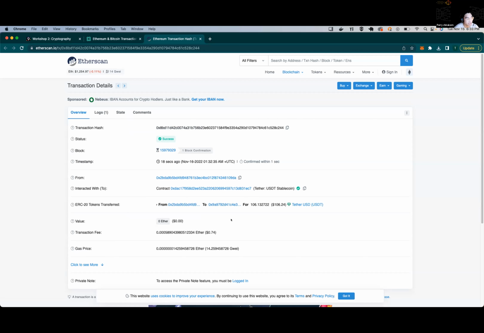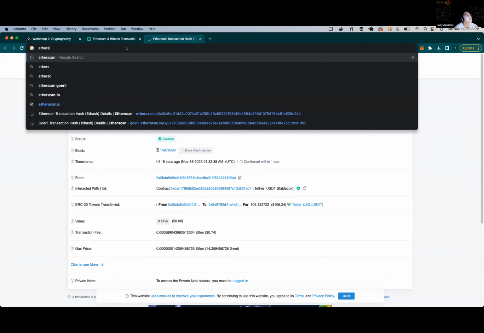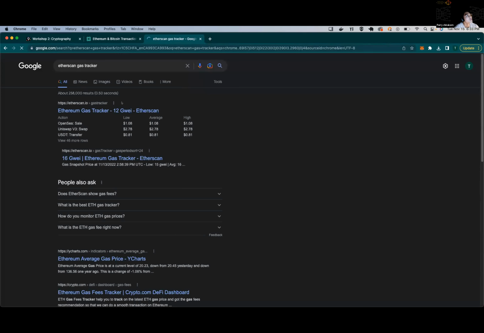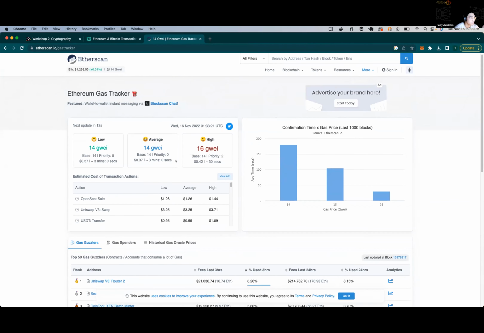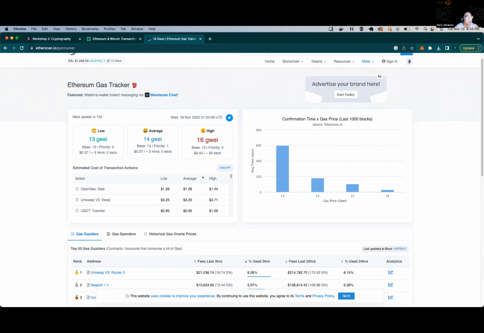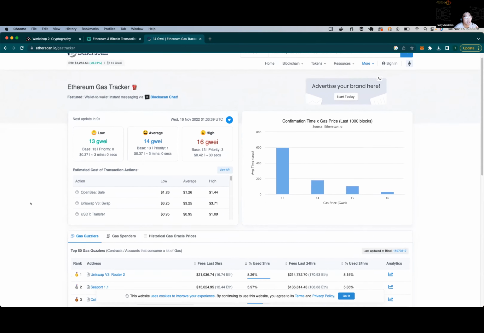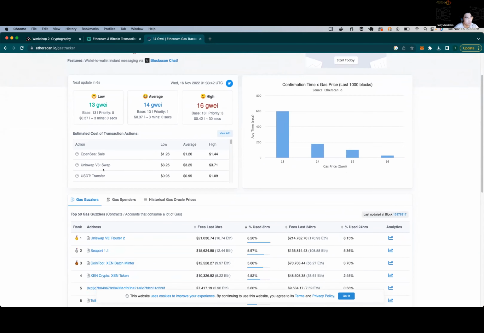Another thing too: before sending something, go on the Etherscan gas tracker. It's a really good way to look up how much it costs to send stuff. You can just search up Etherscan gas tracker. That column right there tells you, for example, if you want to buy an NFT right now, it costs around $1.26. If you want to swap some tokens on a DEX with Uniswap V3, it costs around $3. Before sending something, or if you're doing your first transaction, you should definitely check the gas before you get baited, because sometimes gas can really spike and you end up paying way more than you should.